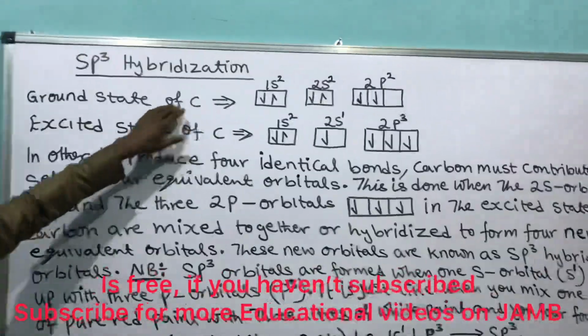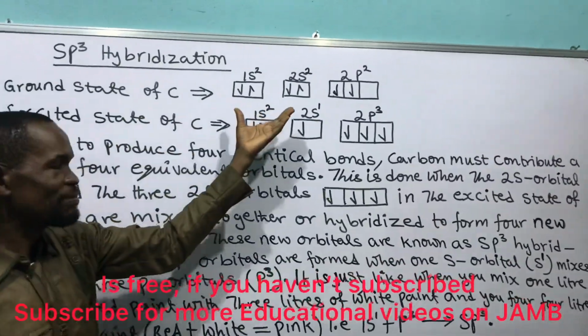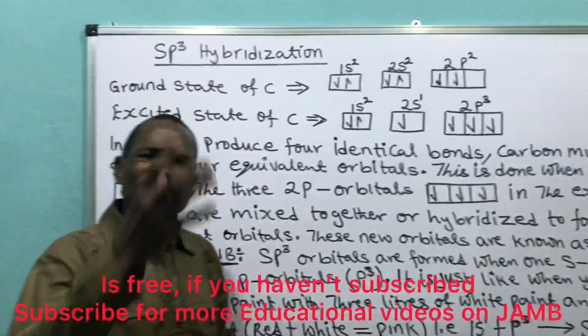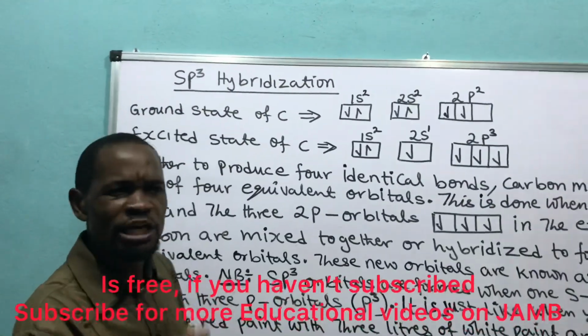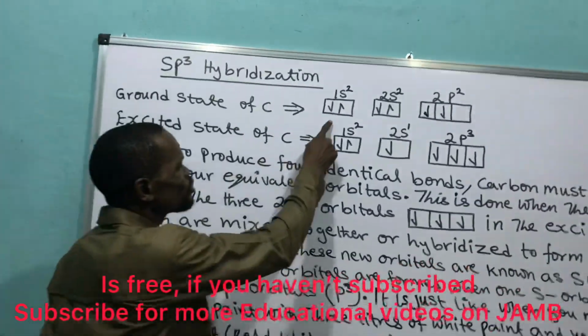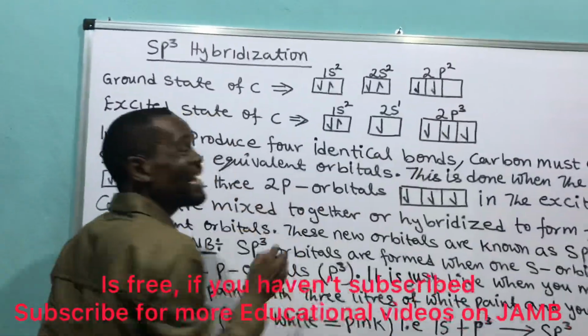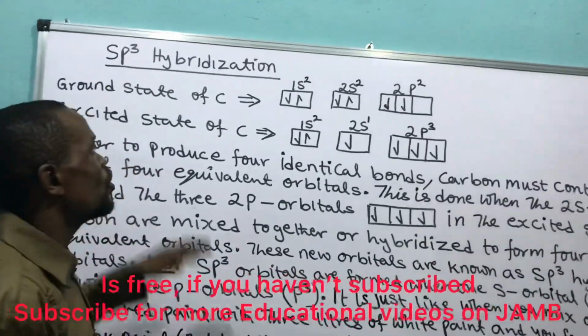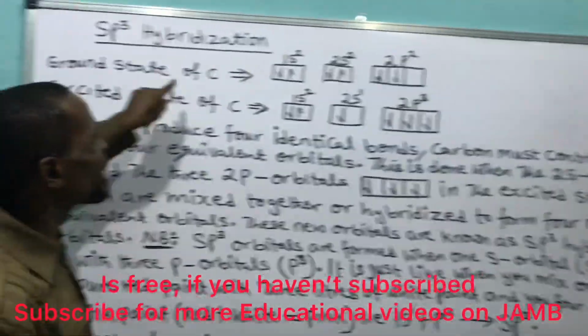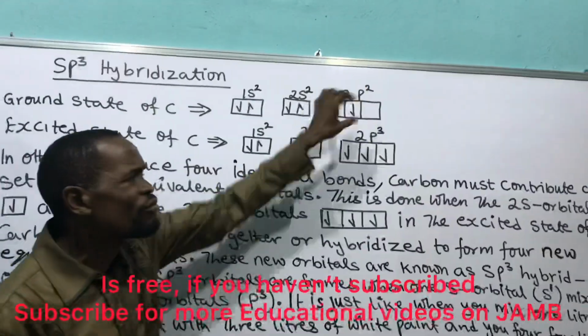Ground state of carbon, which we have explained. Carbon has six electrons. And look at the configuration of those six electrons in the ground state, when energy has not been given to the atom. When energy has not been given to the carbon atom, look at the ground state configuration.